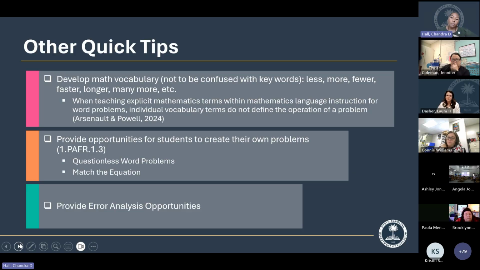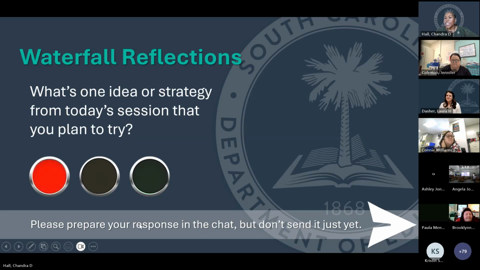And then provide error analysis opportunities. They intentionally made a mistake. What mistake did they make? How can we correct that? Okay, so those were just some more quick tips that you hopefully can use with your students to help them on this journey of understanding word problems. And with that, I'm going to pass it back to Laura.